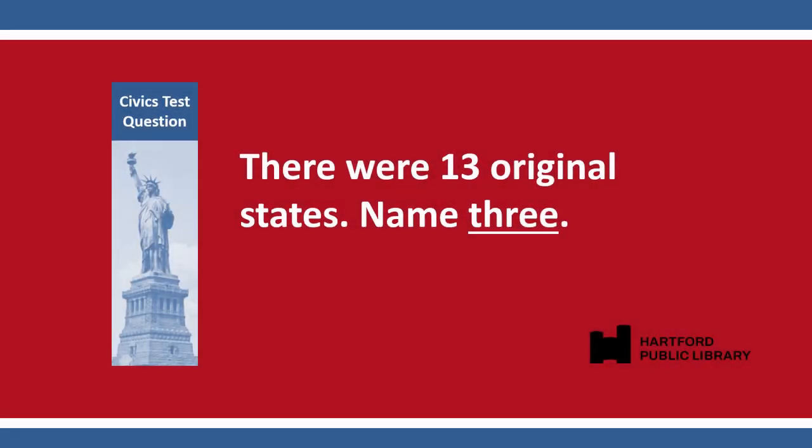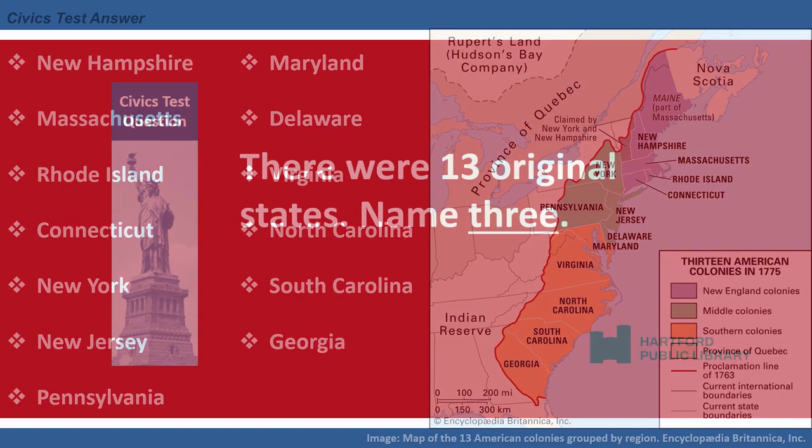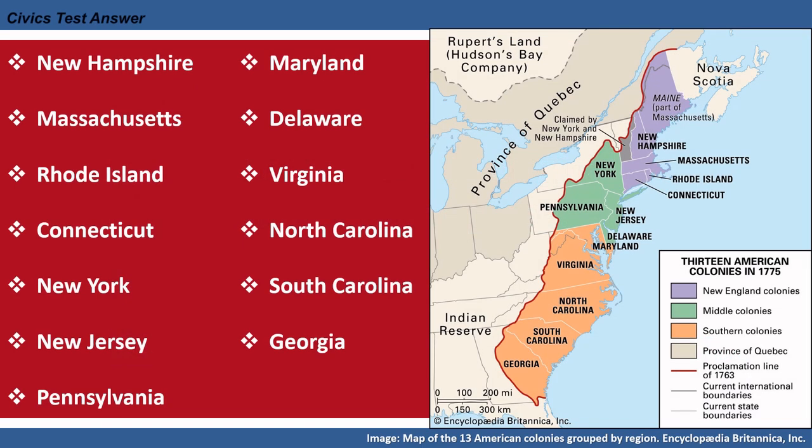Civics test question. There were 13 original states. Name 3. Connecticut, New York, and New Jersey. 3 of the 13 original states were Connecticut, New York, and New Jersey. The 13 original states also included New Hampshire, Massachusetts, Rhode Island, Pennsylvania, Maryland, Delaware, Virginia, North Carolina, South Carolina, and Georgia.